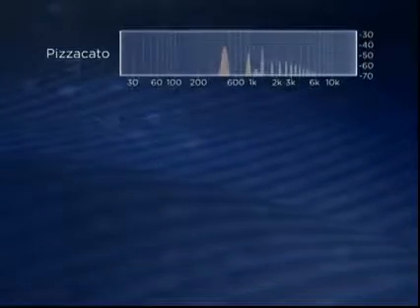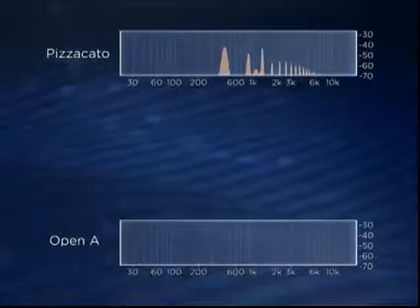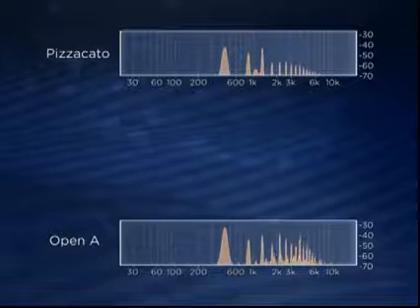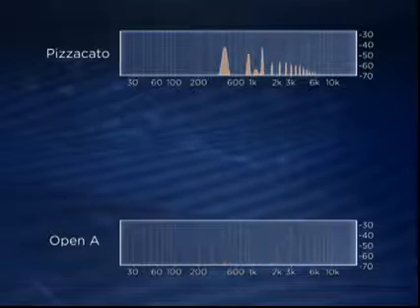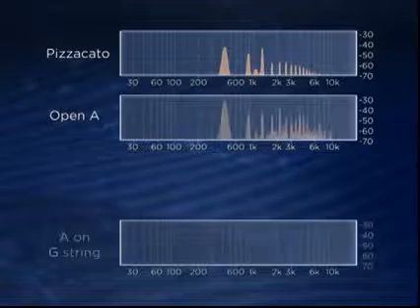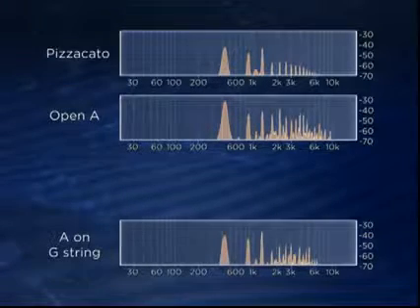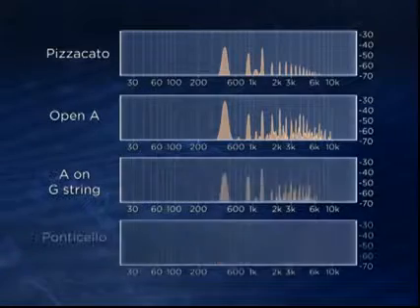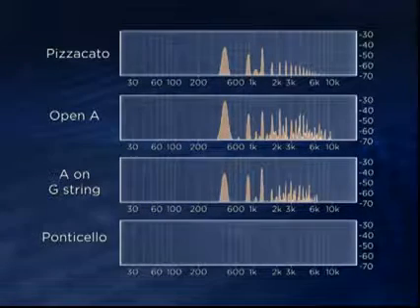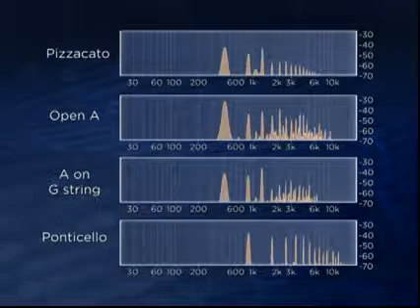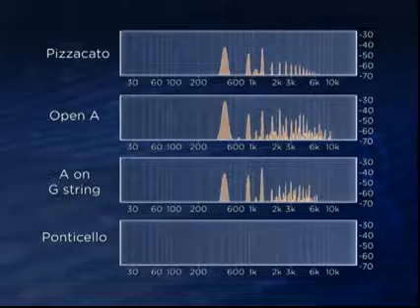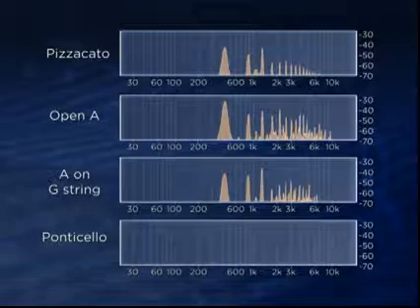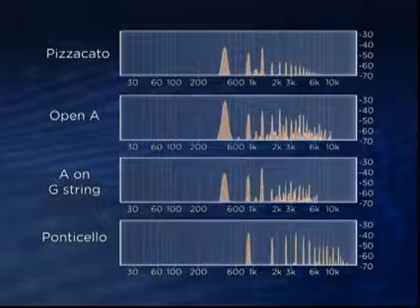And here's the spectrum of the open A, and we can listen to it. Here's the spectrum of an A played on my G string. And finally, here's the spectrum of a note played ponticello near the bridge. What do we see in there? There are differences in these spectrums. So let's look at these more closely.